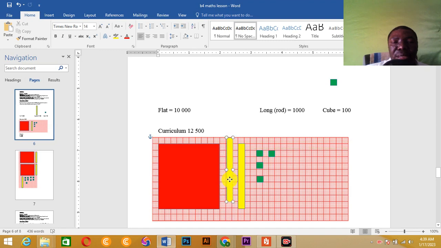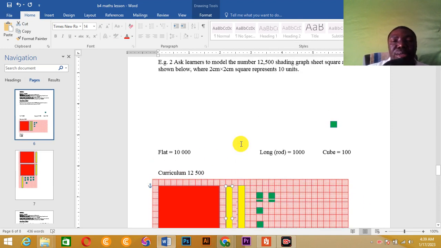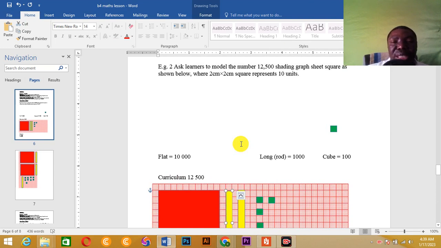You do the same thing to this. And here we need 5 of this. 1, 2, 3, 4, 5. As simple as that. Sometimes you have to try to use the scale. You can also represent it by 1 centimeter to 1 unit or 10 units. So with this one, represent it like that.